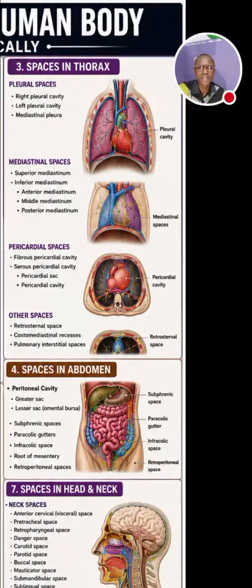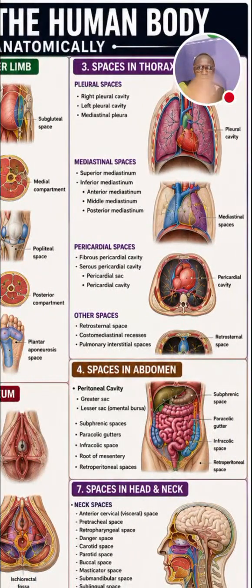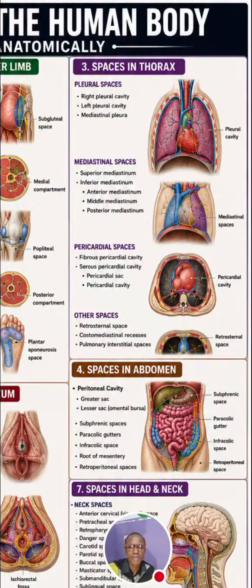You see the spaces in the thorax. Let me bring this here. Okay, these are the pleural spaces, right and left pleural spaces, the mediastinal spaces, the pericardial spaces, and the fibrous, and so that's that.